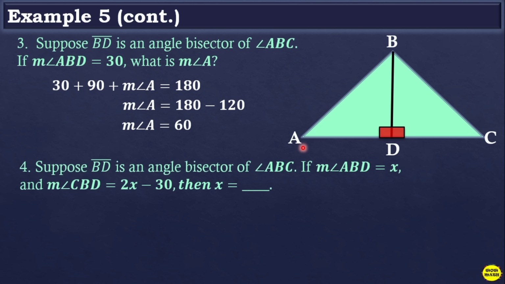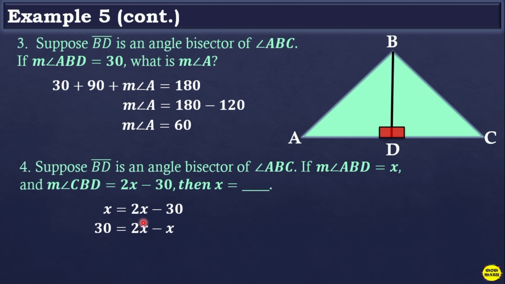Next. Suppose that segment BD is an angle bisector of angle ABC. If the measure of angle ABD is x, ito po, and CBD is 2x minus 30, then what is the value of x? So, since angle bisector po ito, ibig sabihin, etong dalawang angles po natin ay congruent angles. So, kung congruent angles sila, ibig sabihin they must be equal. So, equate lang po natin to, si x at si 2x minus 30. So, let us solve for x.